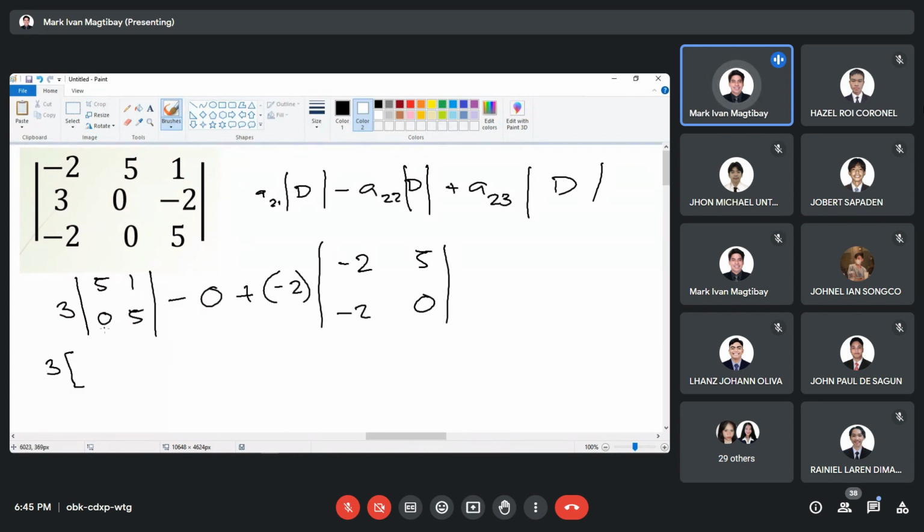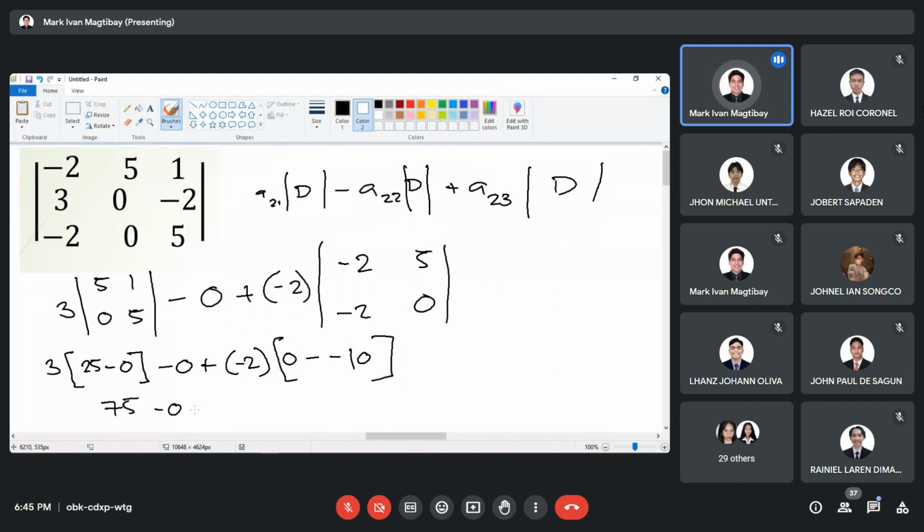So, 5 times 5 is 25. Minus 1 times 0 is 0. Minus 0 plus negative 2. Yung matrix natin, negative 2 times 0 is 0. Minus negative 2 times 5 is negative 10 po. Okay? So 25, 25 times 3 is 75. And then minus 0.